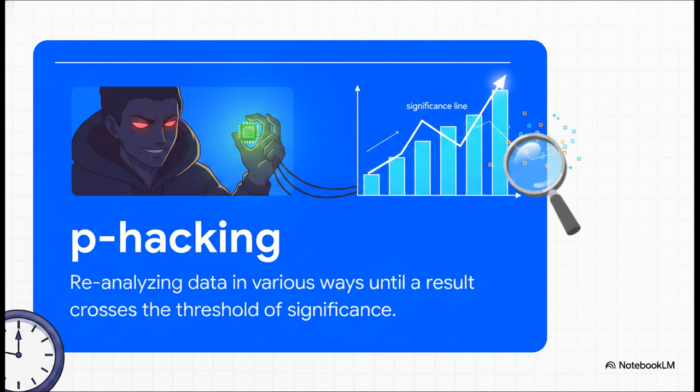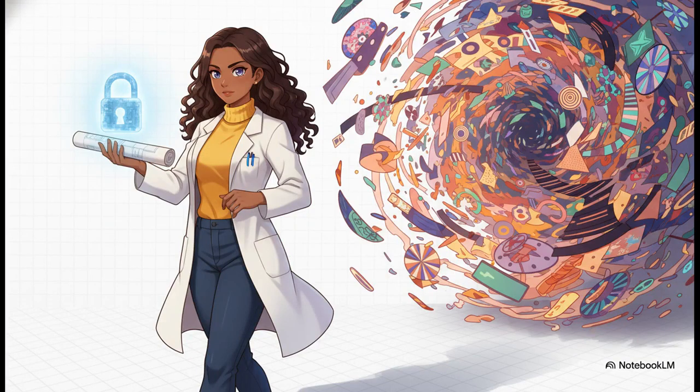Well, it's when researchers peek at their results mid-experiment just to decide if they should stop or keep going. Or sometimes they'll measure dozens of different outcomes and then just selectively report the single one that looks statistically significant. It's basically gaming the system, right? Sure, it might technically adhere to the letter of the scientific method, but it entirely violates the spirit of objective discovery. And that is exactly why that pre-registration safeguard we just talked about is such a massive game changer.